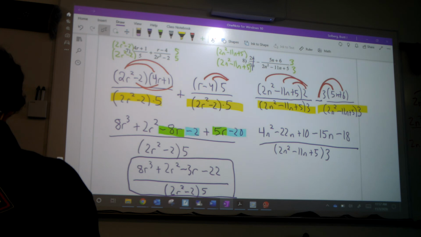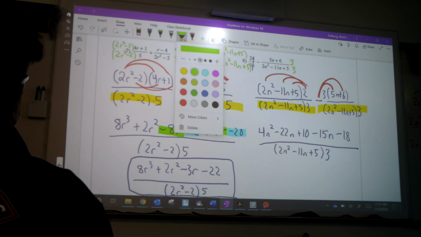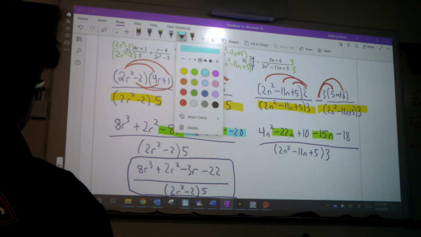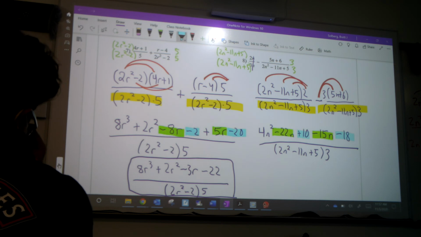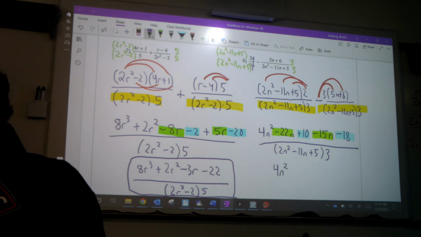All right, so let's send this one to Jade. What are the like terms I can still combine here, Jade? Alright, so we're going to write that out. So the 4n squared goes first. Negative 22 minus 15, that's negative 37n. And 10 minus 18, that's negative 8.